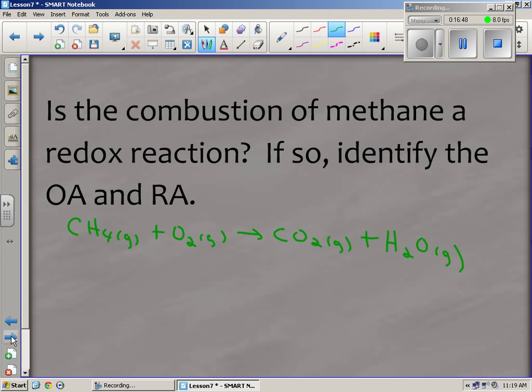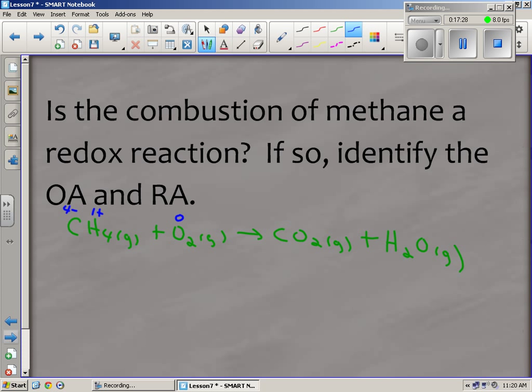Most of the redox reactions are single replacement, decomposition, and formation. Those are easy ones to tell. These ones are a little tougher. So when you look at this, you say, okay, hydrogen is a 1 plus, so I'm going to write that down. If hydrogen's a 1 plus, I guess this has to be a 4 minus oxidation state. Atoms by themselves, like oxygen, are 0.